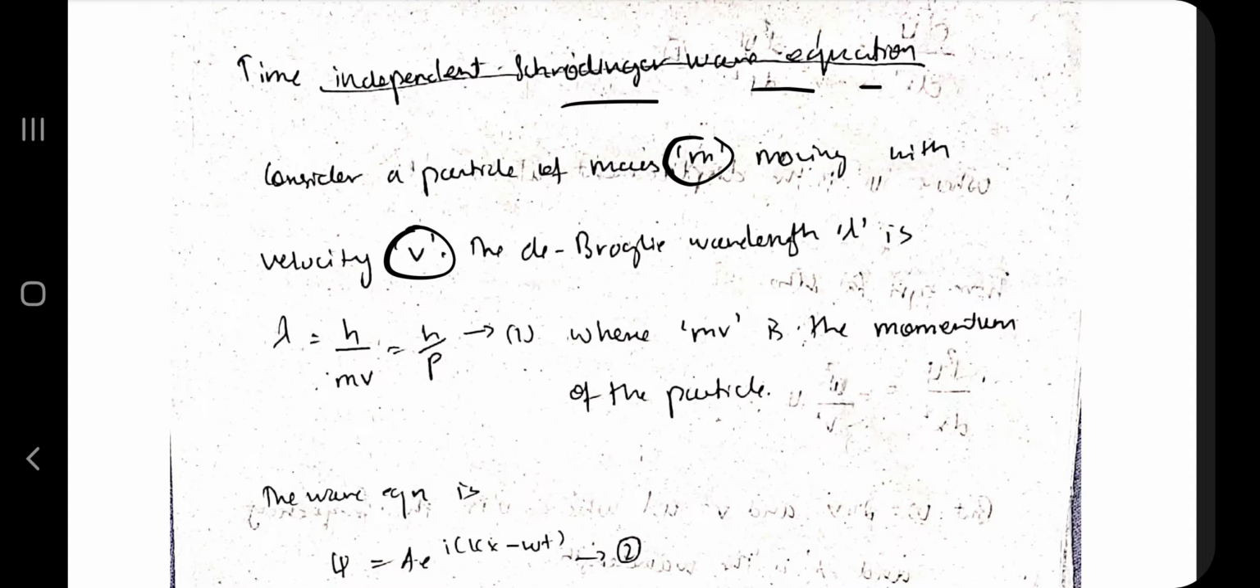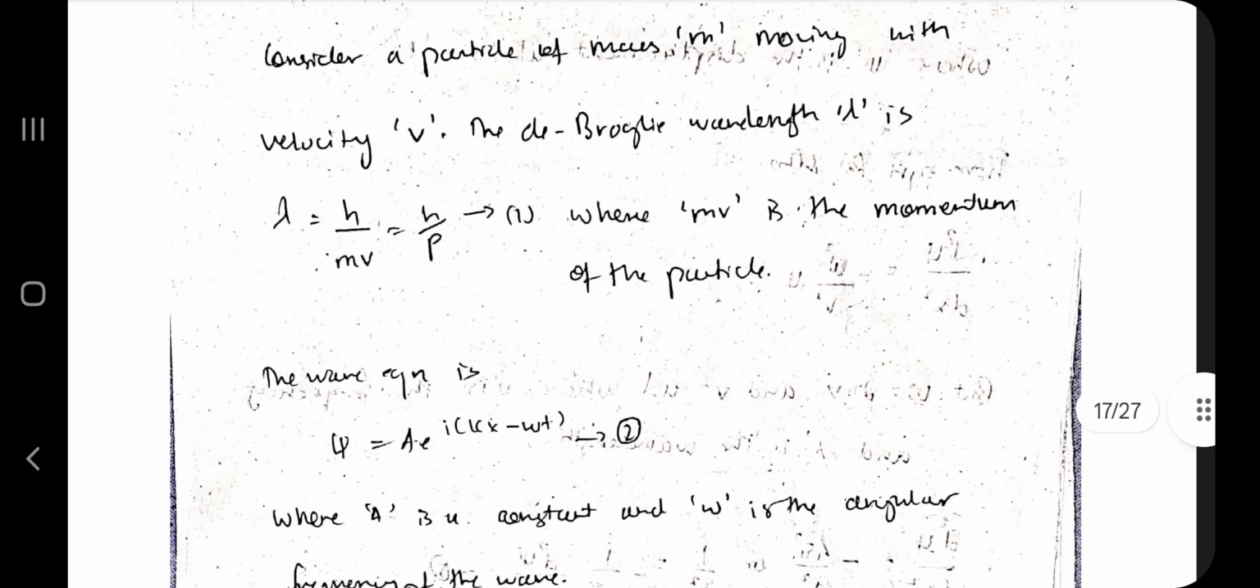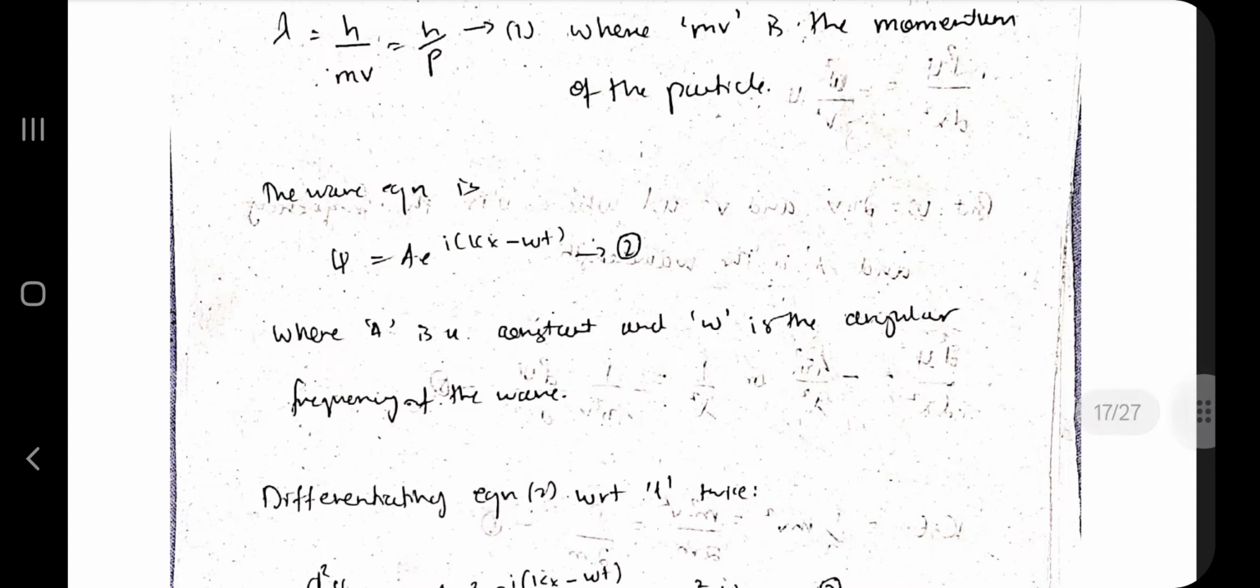Okay, the de Broglie wavelength lambda is nothing but h by mv, and mv is momentum, so it is h by p. And the wave equation is psi is equal to A e power i into (kx minus omega t). Remember this one. A is a constant and omega is the angular frequency of the wave. This is the equation which we will be using.